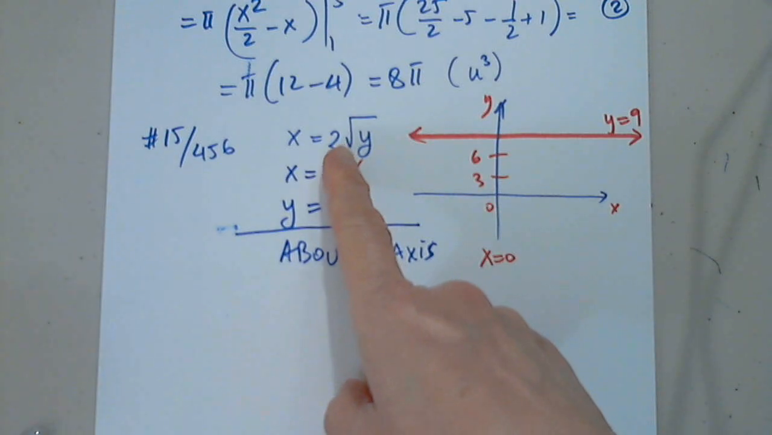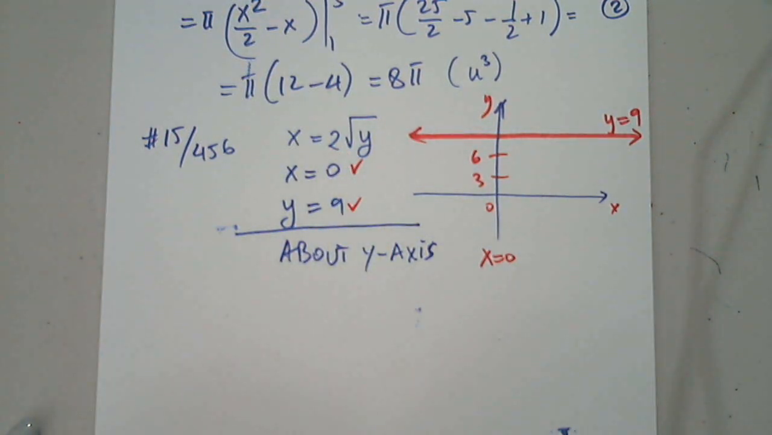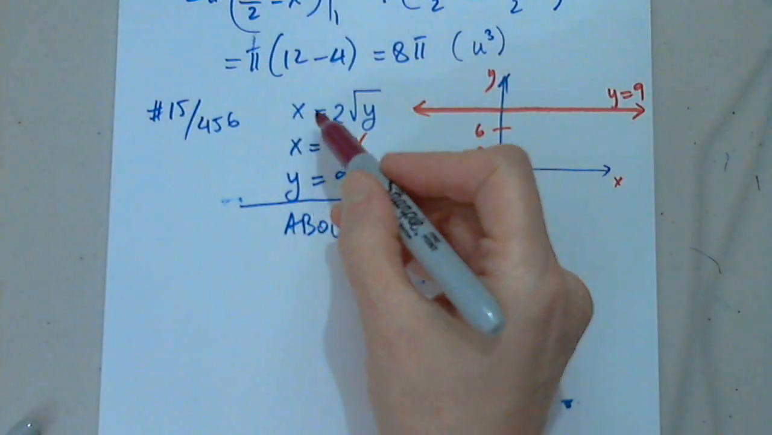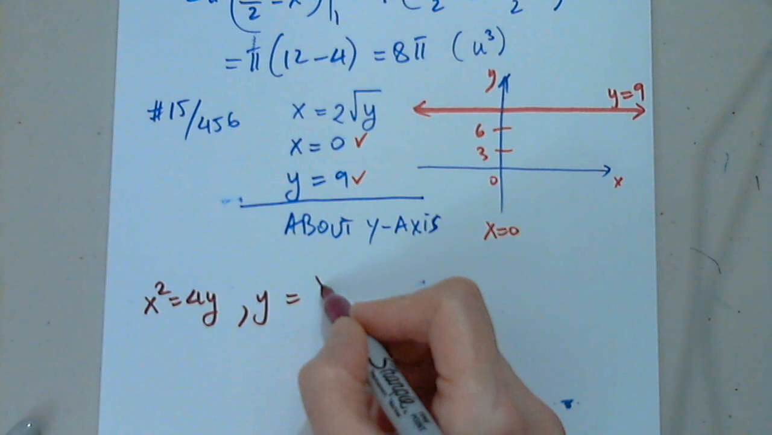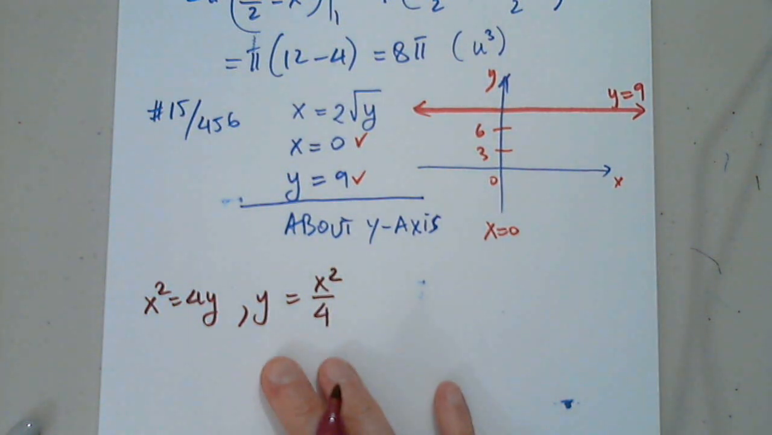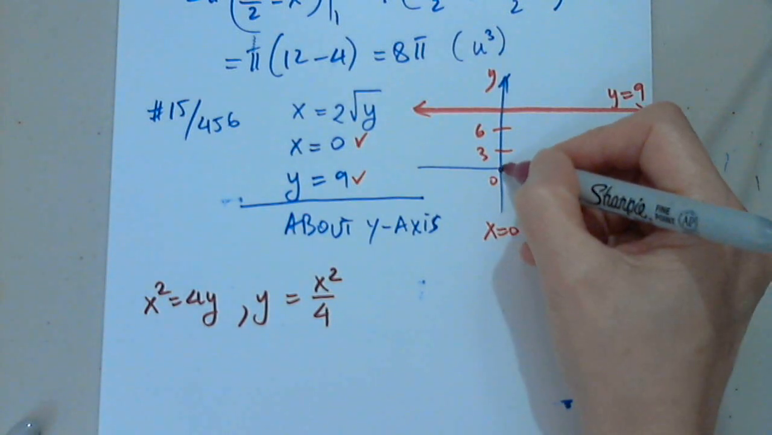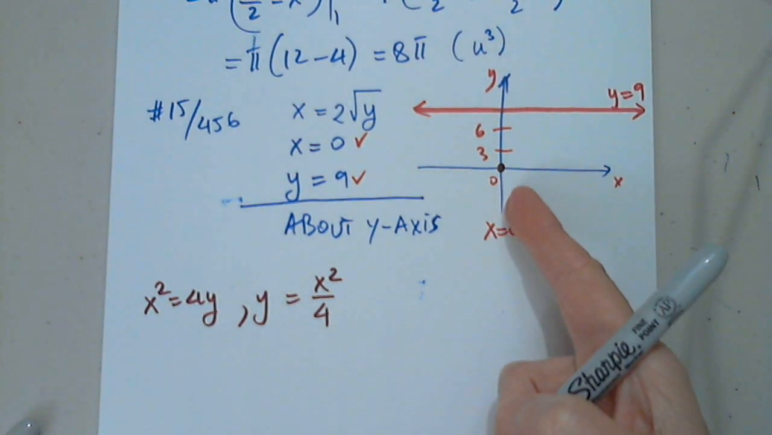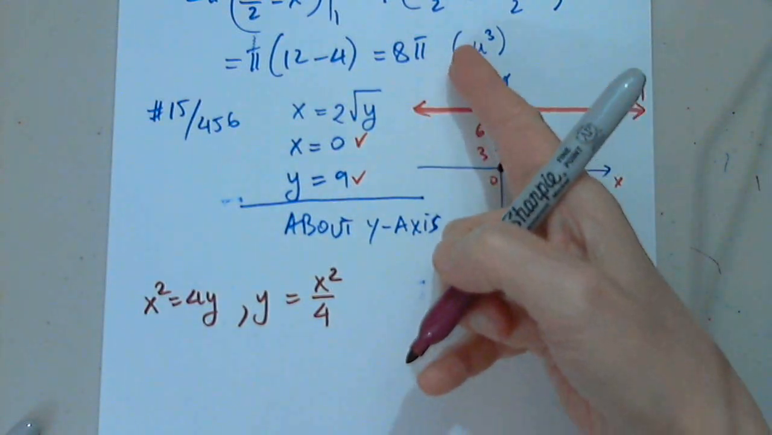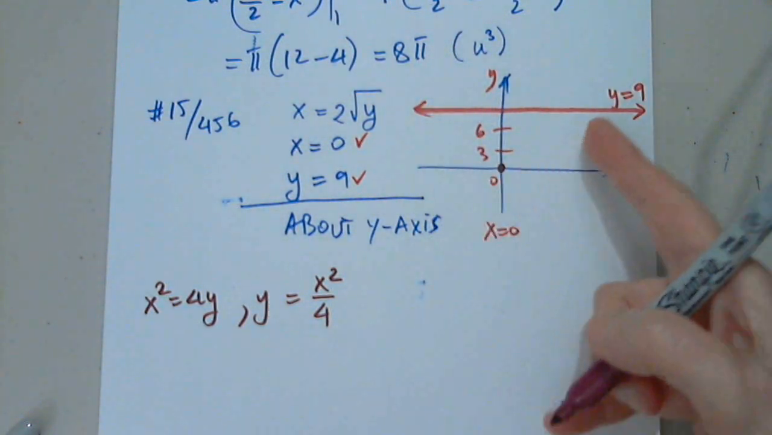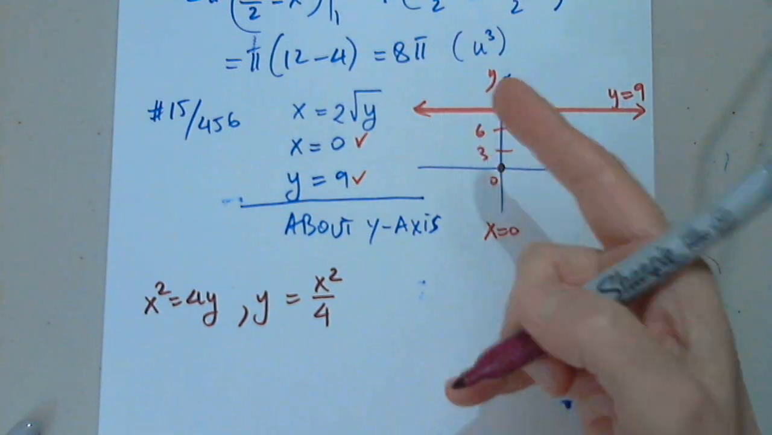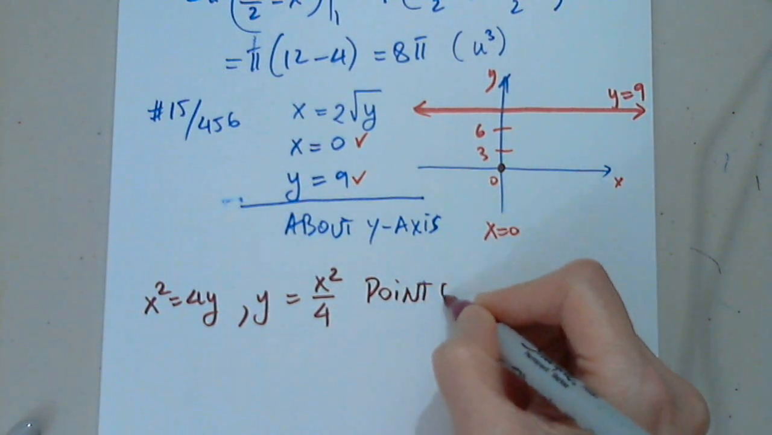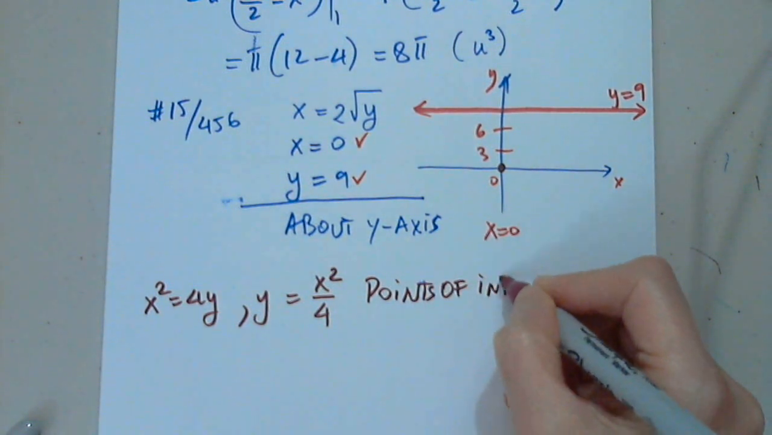And now I want to graph this. I want to graph x equals the square root of y. I'm going to square both sides. X squared equals 4y, which means y equals x squared over 4. So this is a parabola. I know that it has the vertex at 0, 0. And I know how to graph it, but I would like to know exactly where it crosses y equals 9. I need those points of intersection.